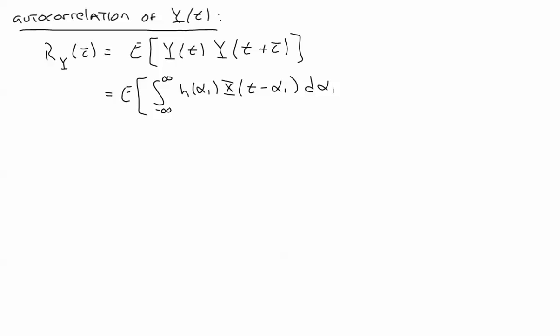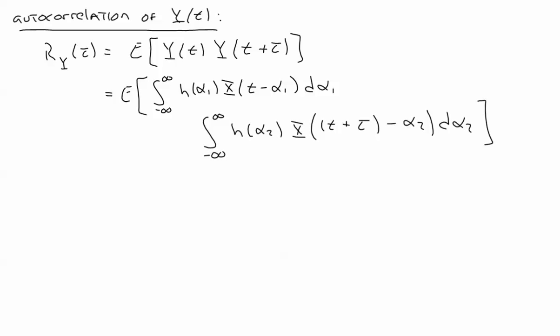This is all multiplied times the integral from minus infinity to plus infinity of h of alpha 2 times x of t plus tau minus alpha 2, d alpha 2. There. All right, so y is related to x through convolution. Make sure I've got all my parentheses and such closed. Yeah, looks like I do.